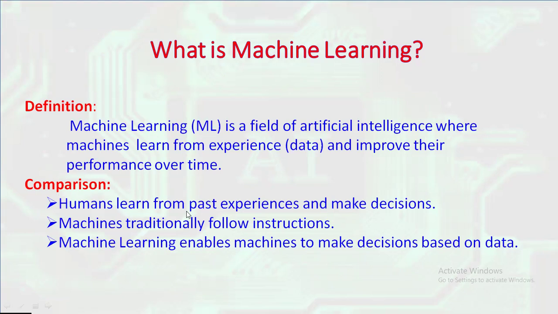If you are comparing machines and human beings, humans naturally learn by observing the world, recalling past experiences, and applying that knowledge to make decisions. In contrast, traditional machines, ordinary computers, only follow hard coded instructions with no ability to adapt or learn. But machine learning bridges this gap by enabling machines to make data driven decisions just like humans learn from experience.